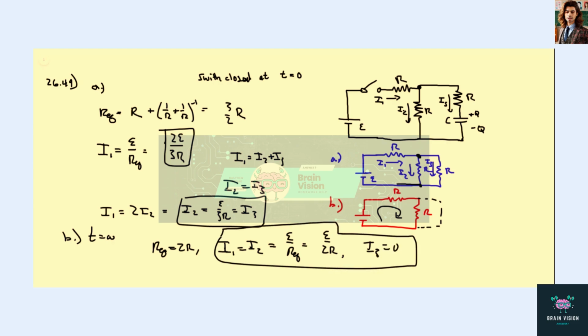Awesome. So now part C. Part C says, what is the potential difference across the capacitor? Well, we already know there's no current going through here, right? So I3 equals 0. And if there's no current through the resistor, that means the voltage drop across this resistor is 0.